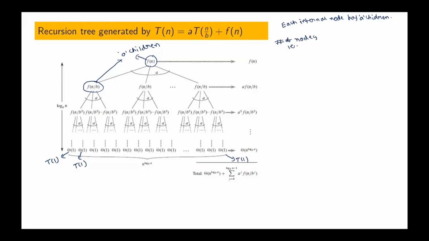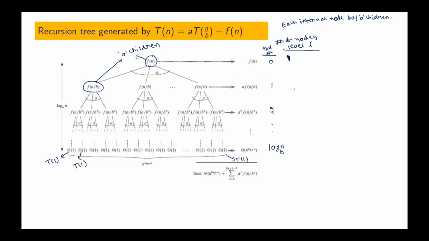At level i, say. Here, 1 node. How many nodes are there at level 1? This is level 1 now. This is level 0. This is the level number, a power level. Level number, this is 0, 1, 2. This is the last level. What is the last level? Log n base b level.